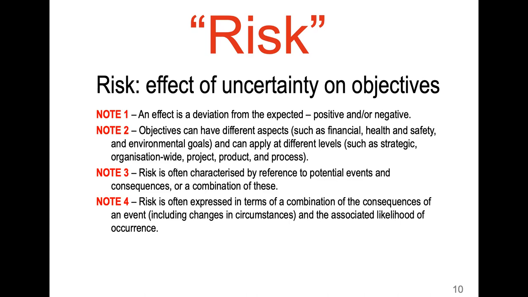So this can be done at quite a complex level by analysis, or it can be done at quite a simple level. What we call a qualitative approach. We simply use terms. A major consequence could probably occur. So that's quite a high risk. A very significant consequence, but it's unlikely to occur. So that's a lower level of risk. So that's the definition of risk.